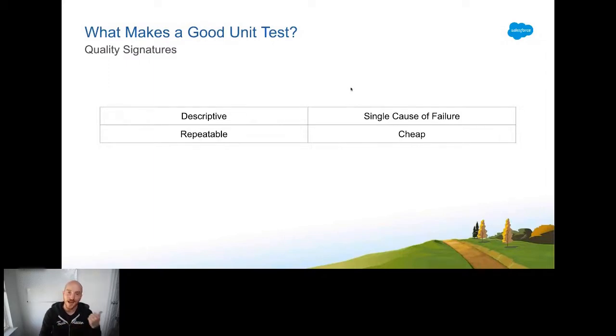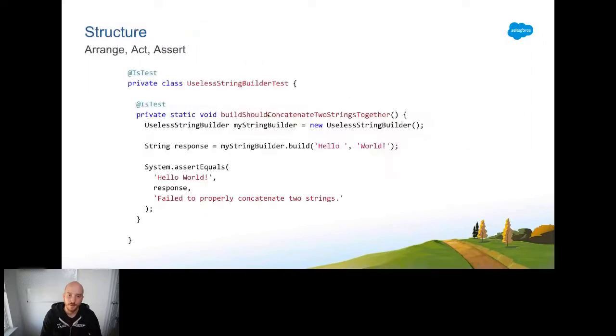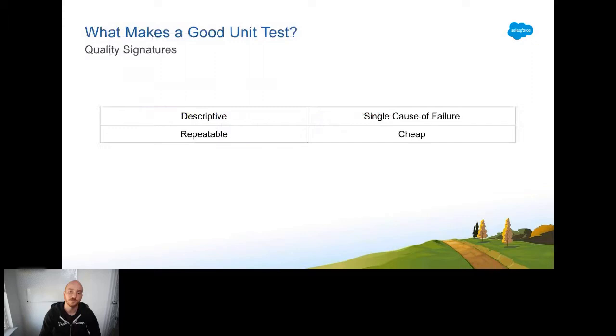So if we go back one slide, this test can only fail if the string builder fails to concatenate these two strings. Now, this one is a trivial example, but in a couple of slides, we'll talk about some nuanced examples that might expose additional opportunities for your tests to fail that don't have anything to do with the actual validity of the test.